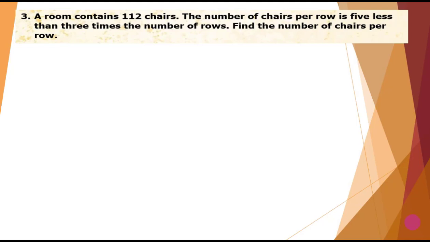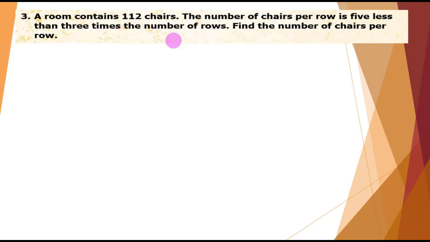For number 3, a room contains 112 chairs. The number of chairs per row is 5 less than 3 times the number of rows. Find the number of chairs per row. Now, at the very first time you read this problem, you might find it hard to formulate a mathematical sentence. But in this case, I'll give you a tip. One tip is, what would be the x? Is it the number of chairs or the number of rows?